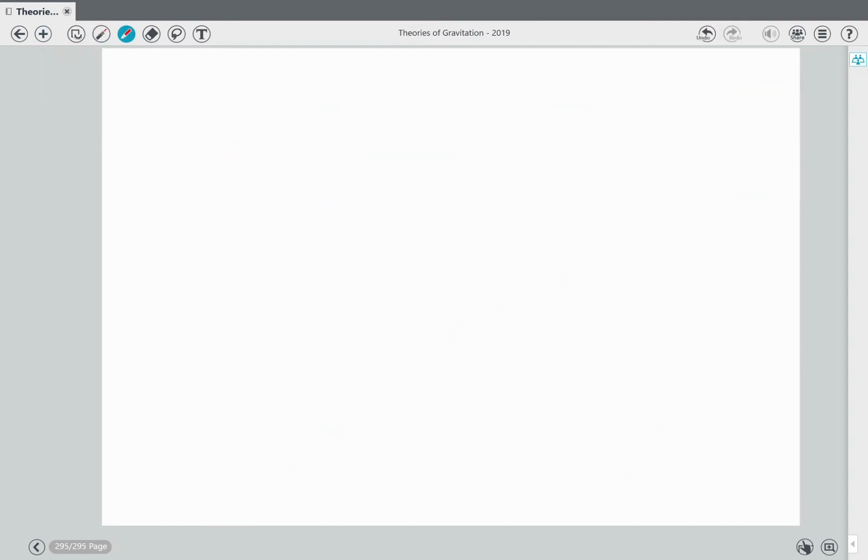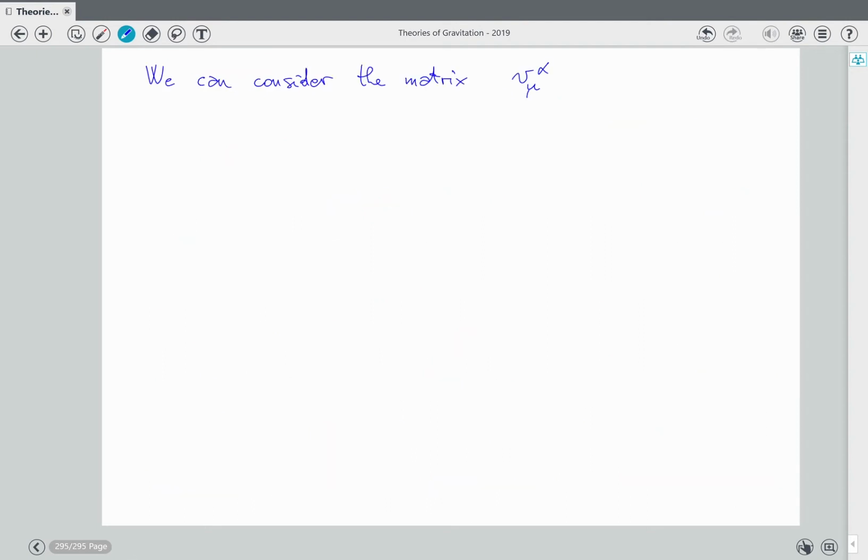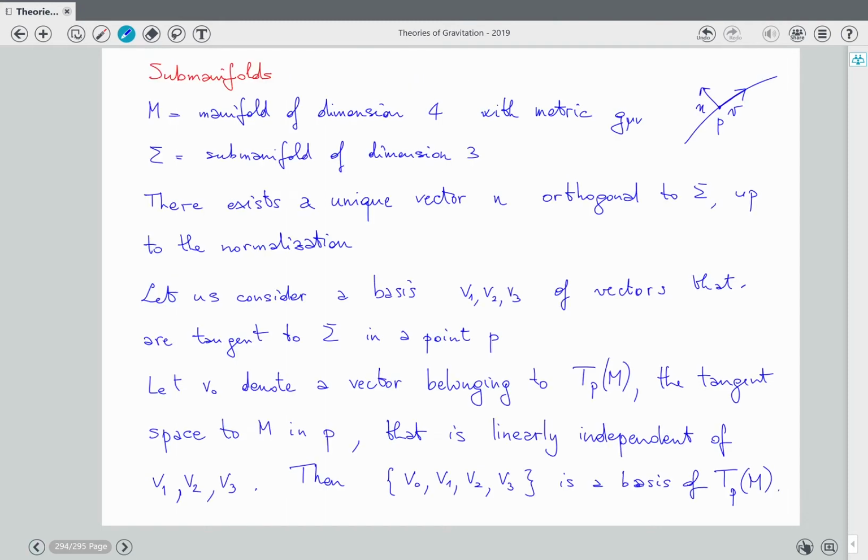So we can consider the matrix V mu. So the lower index is this, but each of these is a 4-vector. So this is a matrix, and that is an invertible matrix because these four vectors are linearly independent.